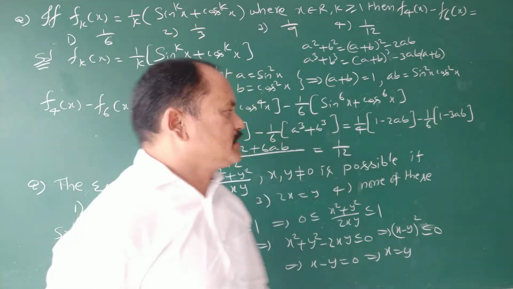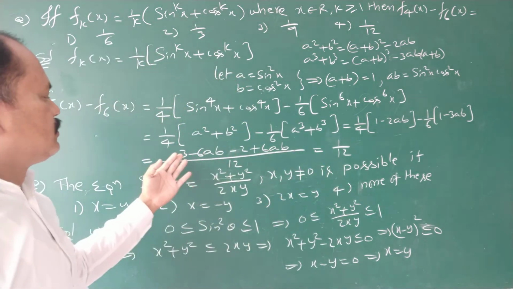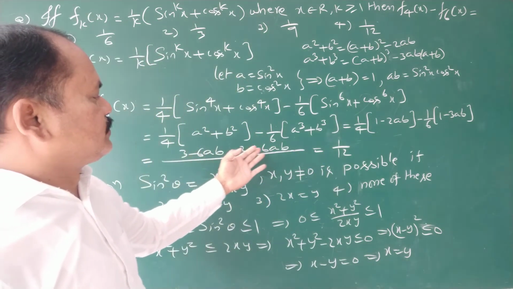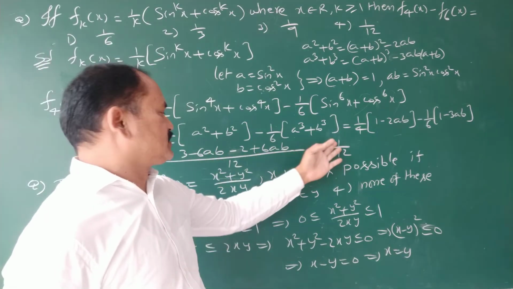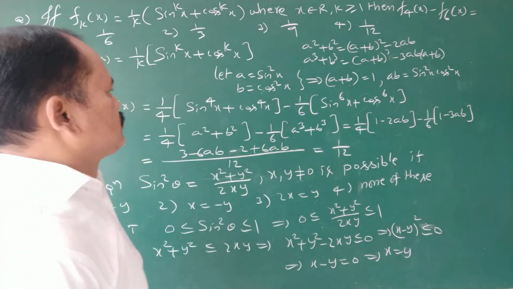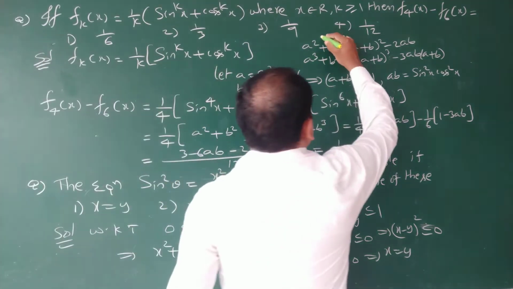1 minus 3ab. Now taking LCM, LCM is 12. 3 minus 6ab minus 2 plus 6ab. 6ab gets cancelled. 3 minus 2 is 1. So 1 by 12 is the answer. Now that is in the fourth option.